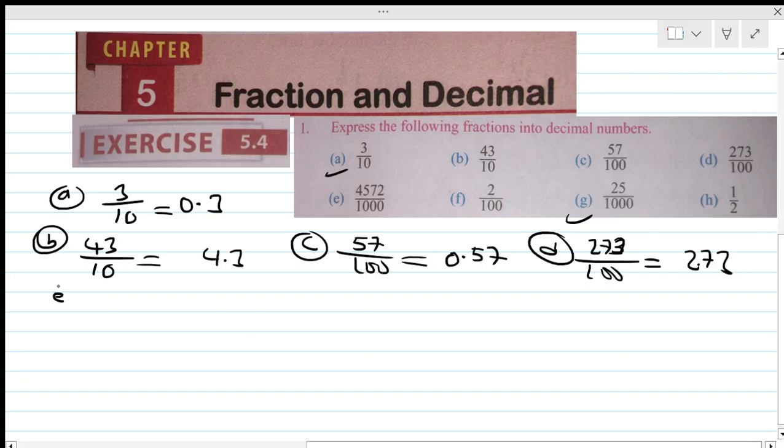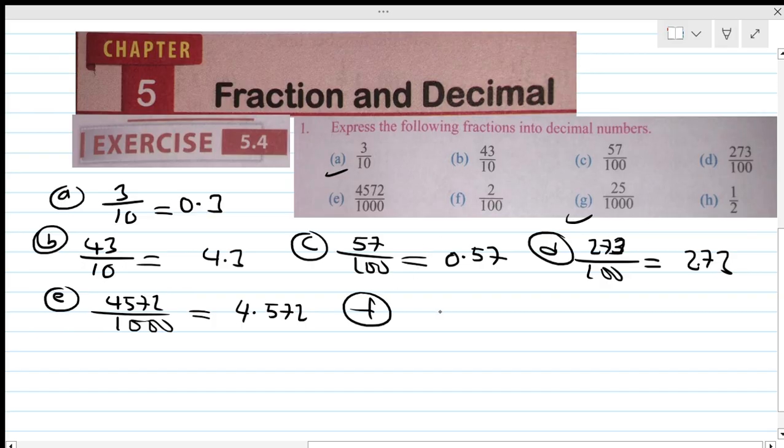And number E now, here we see 4572 divided by 1000. You're seeing three zeros, so after the decimal you have to keep three digits. So 572, there are three digits, so you keep the point, then three digits are after the decimal, so 4 you keep in front. So 4 whole number point 572, or 4.572 we see, where we have maintained three digits after the decimal.